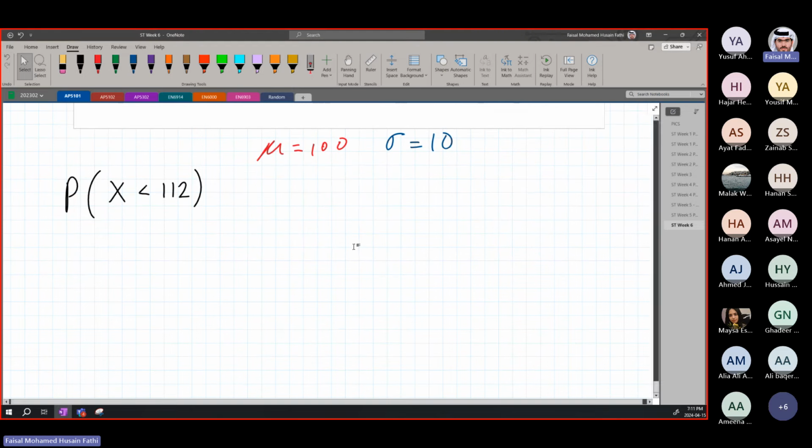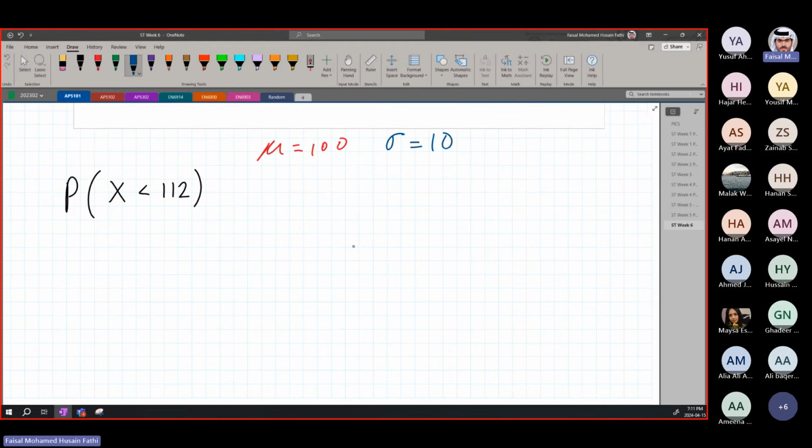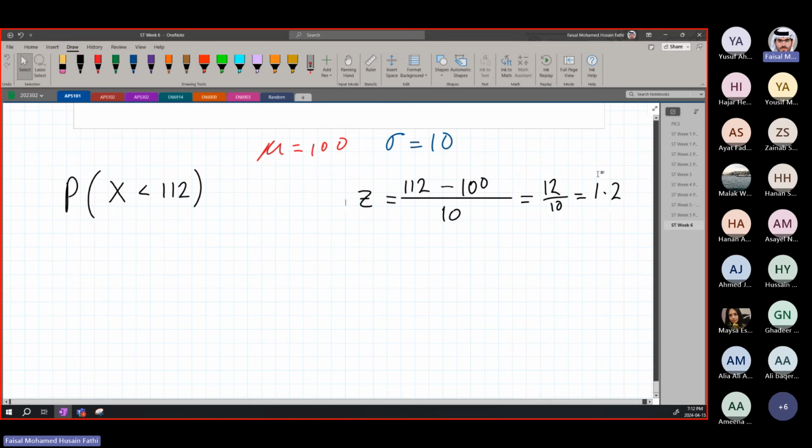Again, we are finding z first. That is our very first step. Our small z is equal to x, which is 112, minus mu, which is 100, over sigma, which is 10, which is equal to 12 over 10, which is 1.2. This is our standardized form. So now we can say that P of Z is less than 1.2.